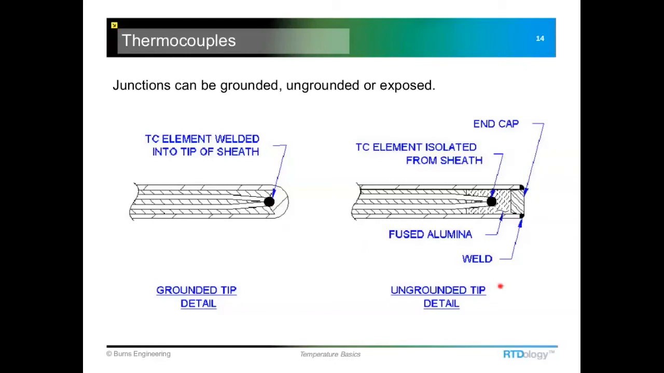What I see mostly is the ungrounded junction, so the junction is completely isolated from the metallic sheath. It's done so that if you have some electrical noise in your system, might be static or stray voltage or whatever, it's not going to interfere with this thermocouple because it's electrically isolated from that environment.